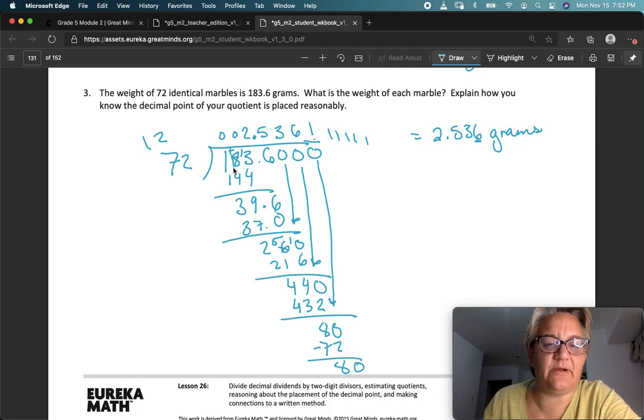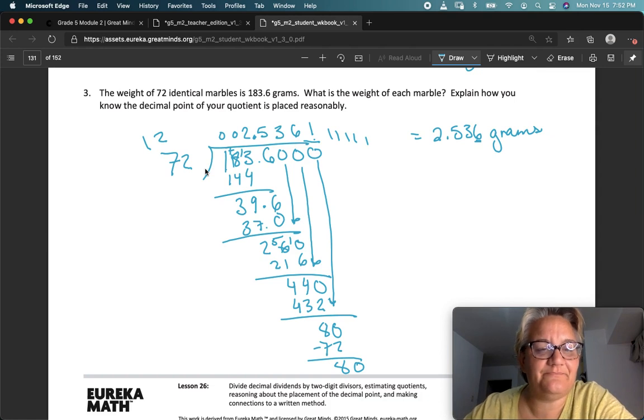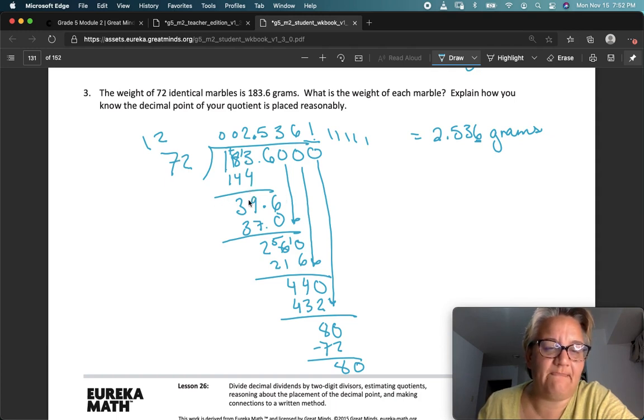I'm just going to double check my work. 2 times 7 is 14. Carry the 1 is 14. Ah, I made a mistake. I sure did make a mistake, didn't I? No, I didn't. 2 times 2 is 4. 2 times 7 is 14. Okay. And that would give me 9 and 3. 72. Okay. All right. I know it's reasonably placed because we didn't move it.